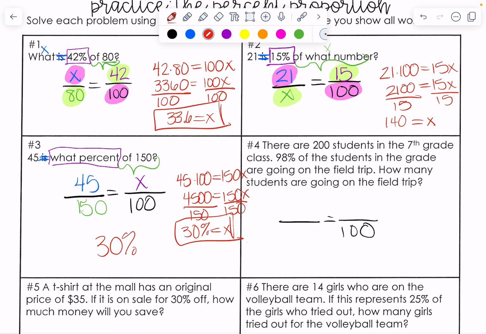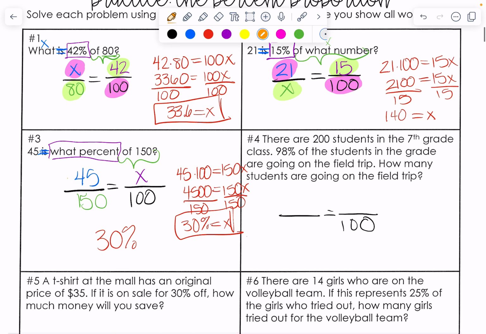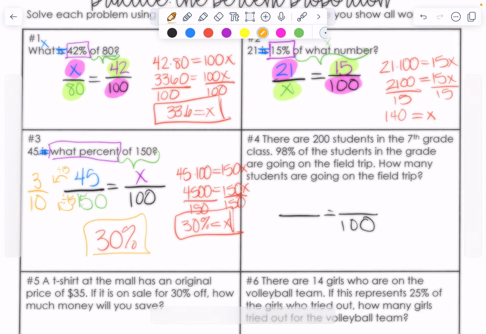Another way you could do this, just to give a different strategy, if you look at 45 150ths, I know that I could simplify both of these by 15, and that's going to give me 3/10. And so now if I think 3/10 is equal to what percent? Well, that's 30%.